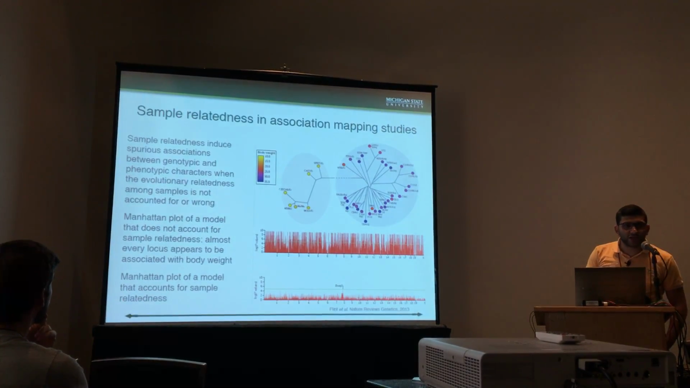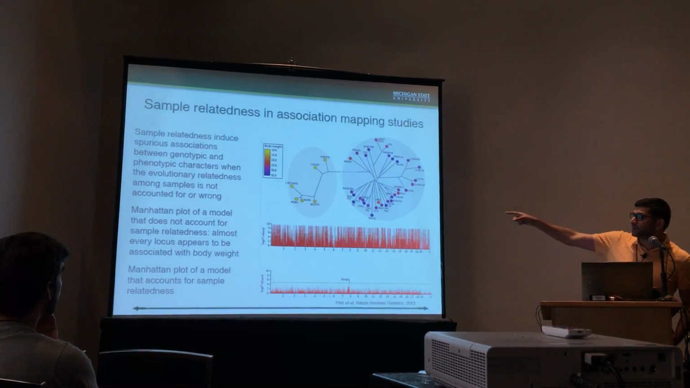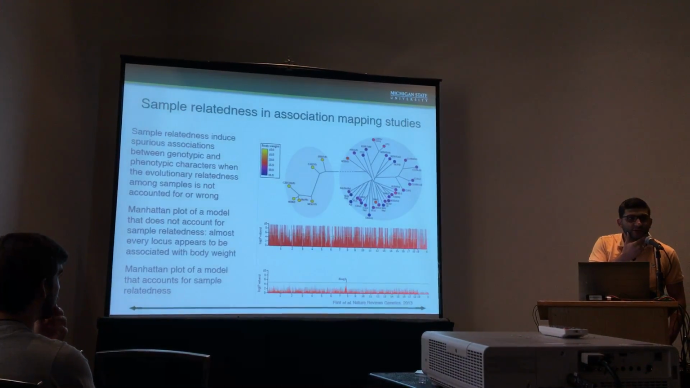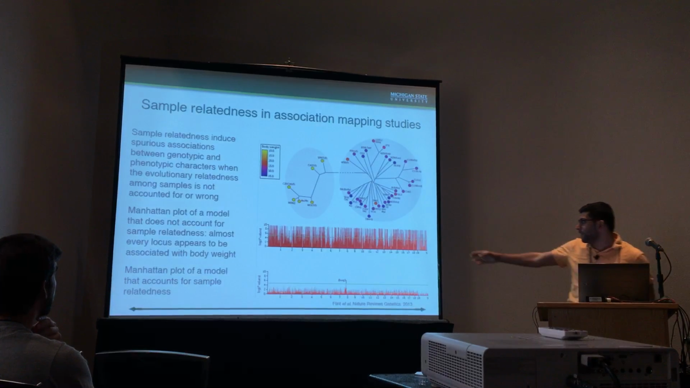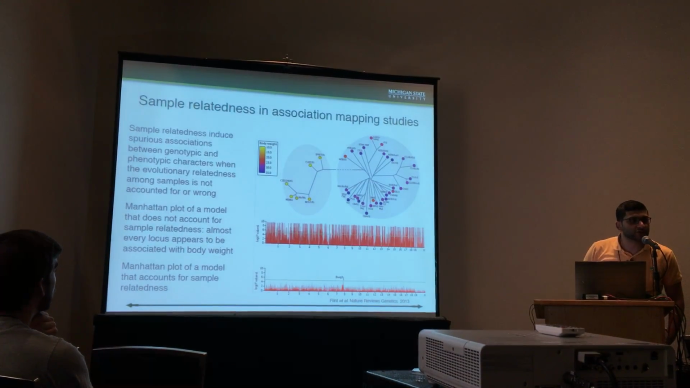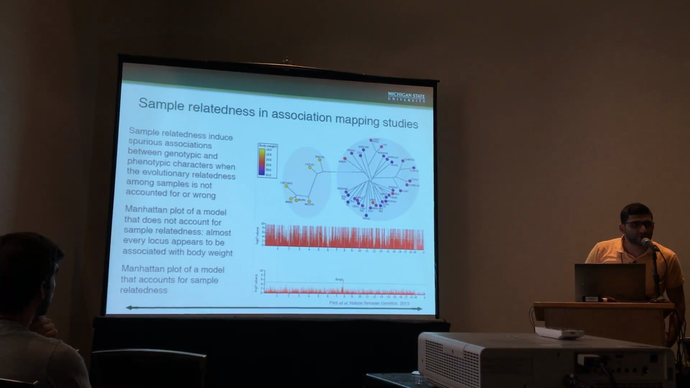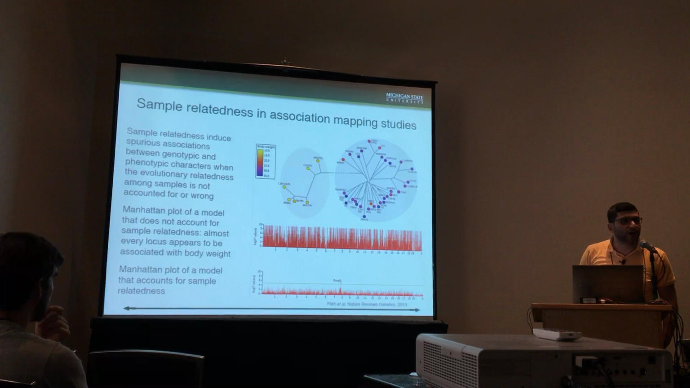Now, if you apply an association mapping method without modeling, or without correctly modeling, this sample relatedness that you see in this figure, then you end up with the following Manhattan plot, where it seems that every locus is associated with the phenotype or body weight. So there's a lot of spurious associations, a lot of false positives.